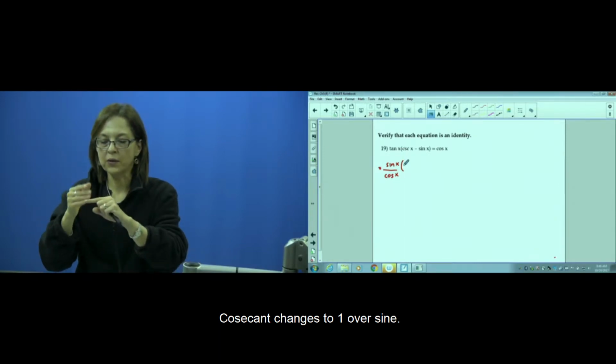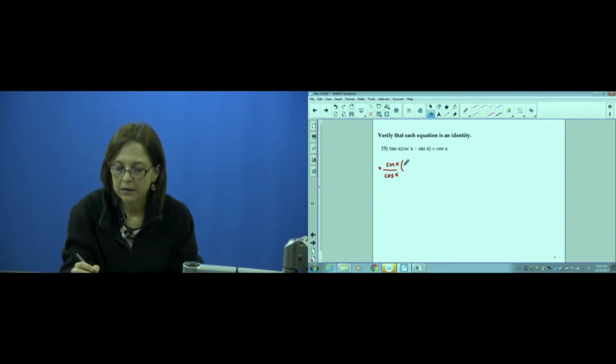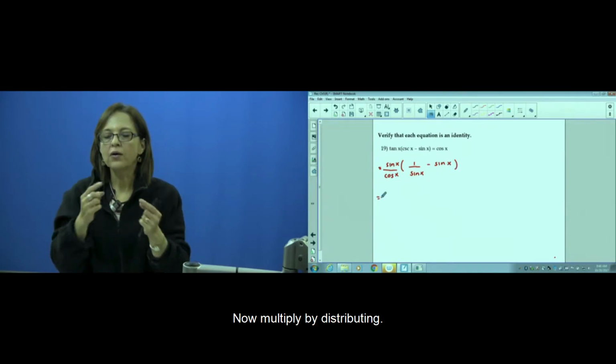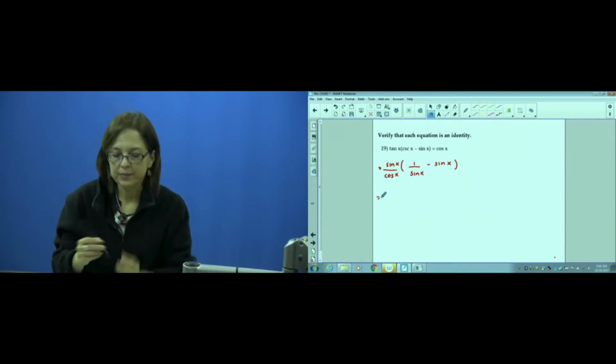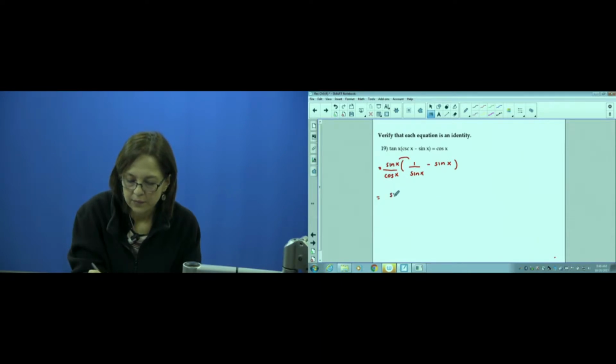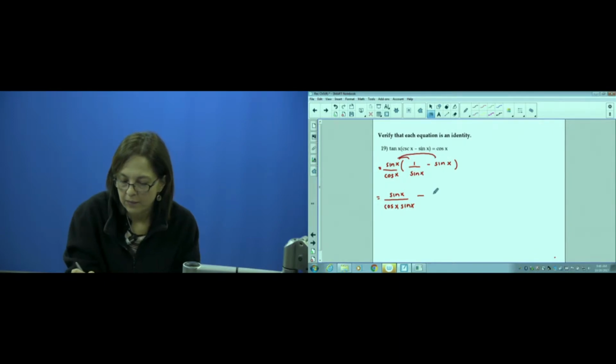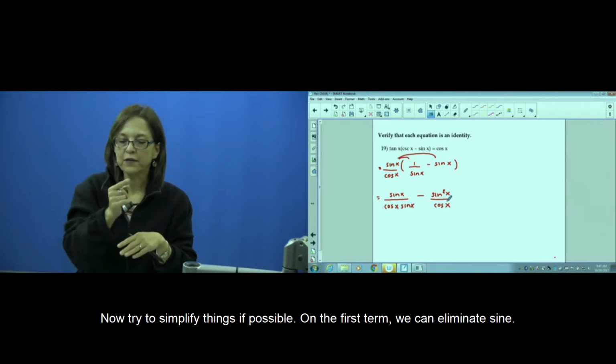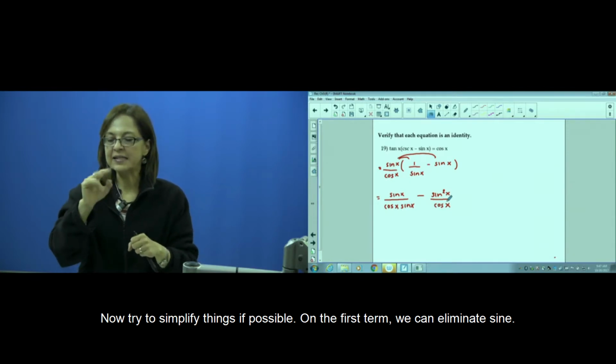Cosecant change to 1 over sine. Now, multiply. Distribute. Now try to simplify things if possible. On the first term, we can eliminate sine.